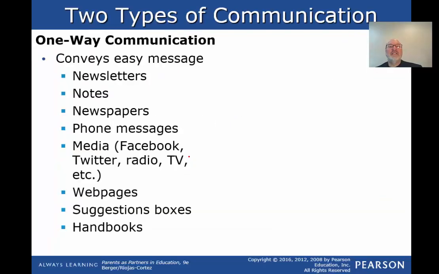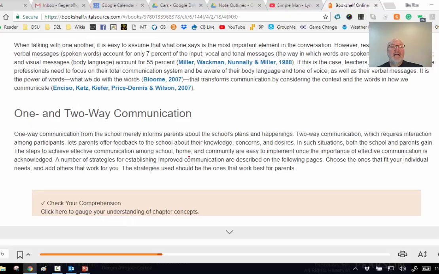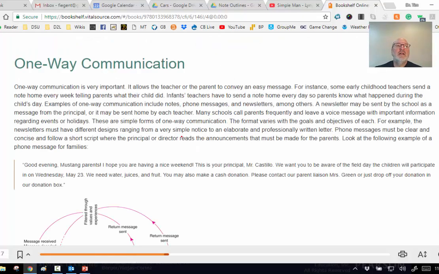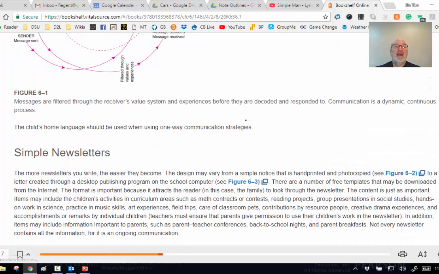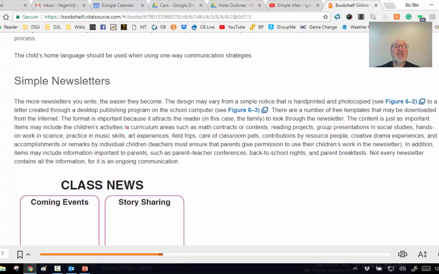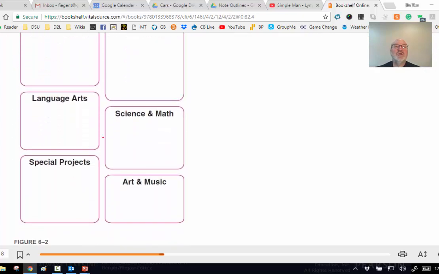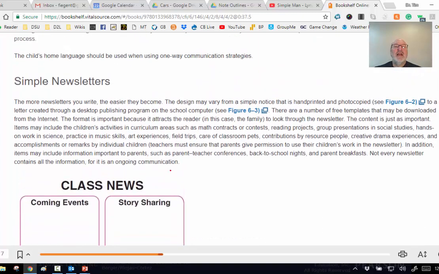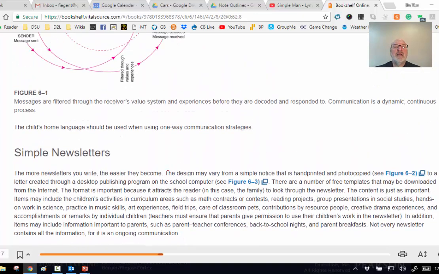Then we'll give you these types here, and this is really interesting. One way is very important. It allows teacher and parent to convey an easy message, and that's what you like about it. It's easy. Childhood teachers do this. And here are some types: a simple newsletter, with class news and things like that. Let me start this right away by saying that in this era, for the most part, this is all digital.